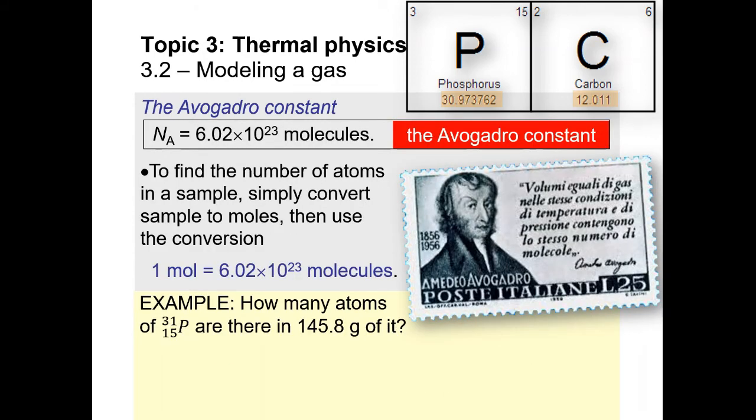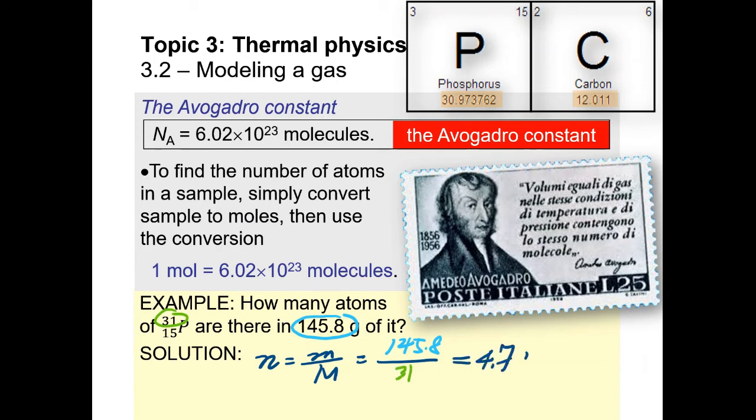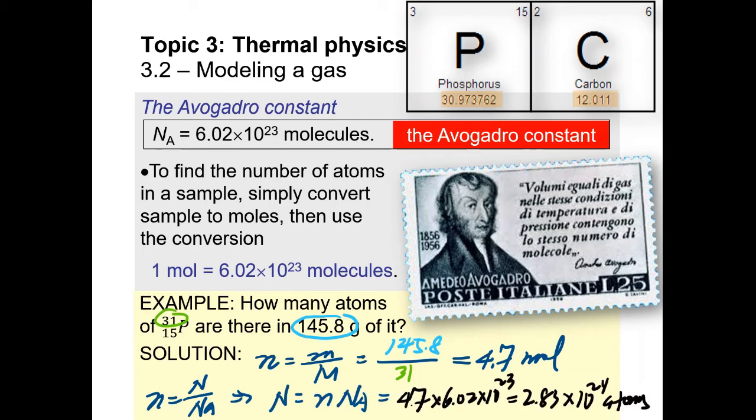How many atoms of phosphorus-31 are there in 145.8 grams of it? So mole number equals mass divided by molar mass. Mass is 145.8 grams, and molar mass is 31. That gives us 4.7 moles. Mole number equals number of atoms divided by Avogadro constant. Number of atoms equals n times Na. 4.7 times 6.02 times 10 to the 23 equals 2.83 times 10 to the 24 atoms.